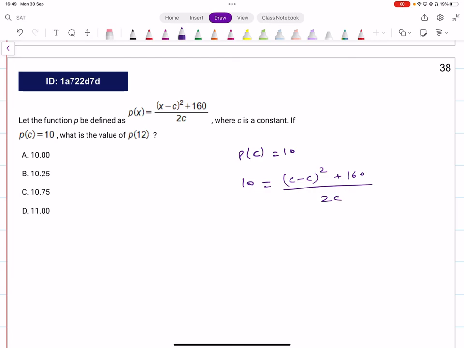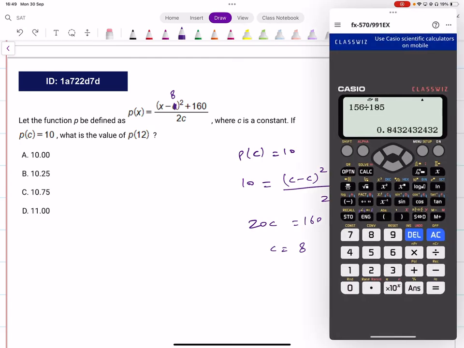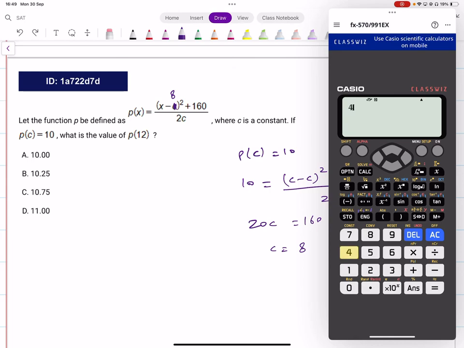Is that okay? And that gives us 20c equal to 160. The value of c is 8. 160 over 20, that's 8. So now we know that c is 8. Input 8 here. And now just put 12 in place of x. And that will give you 4 squared, right? 12 minus 8, square of that. And then you have plus 160 divided by c is again 8. So divided by 16, which is 11. That's D.